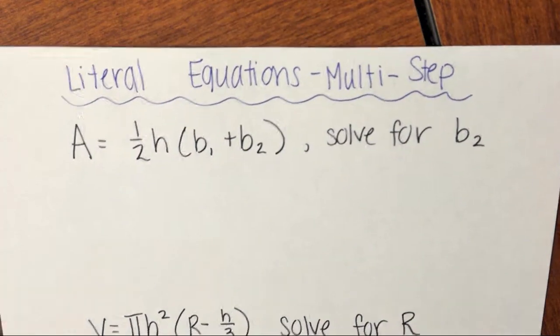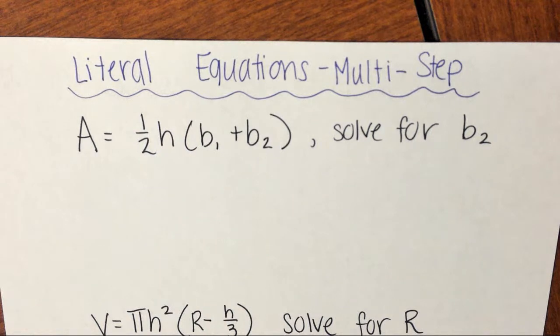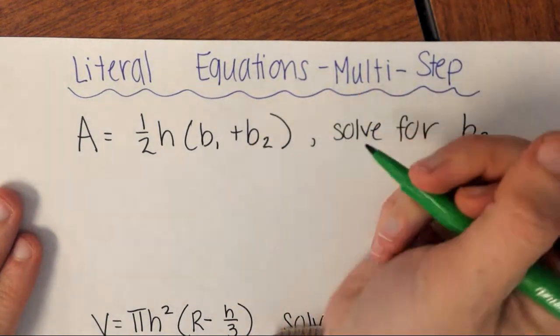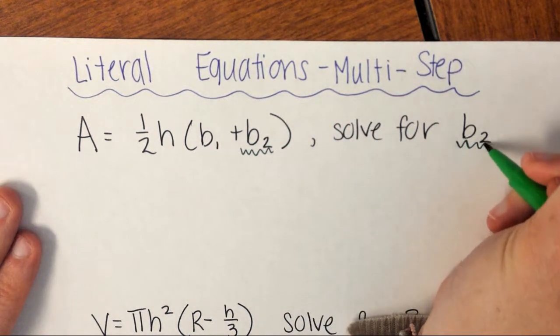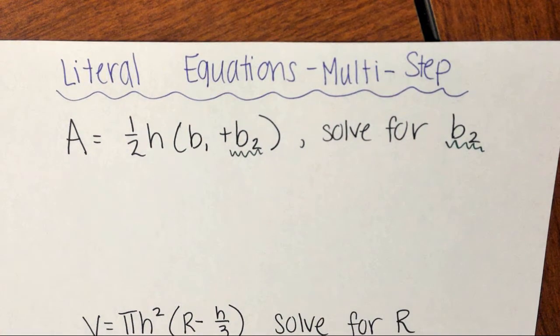This is a video that is going to discuss how to solve multi-step literal equations. It is a follow-up to the first video, which covered one- and two-step equations. For these, it is a little more complicated to isolate the variable. For the first one, this is the area formula for a trapezoid.